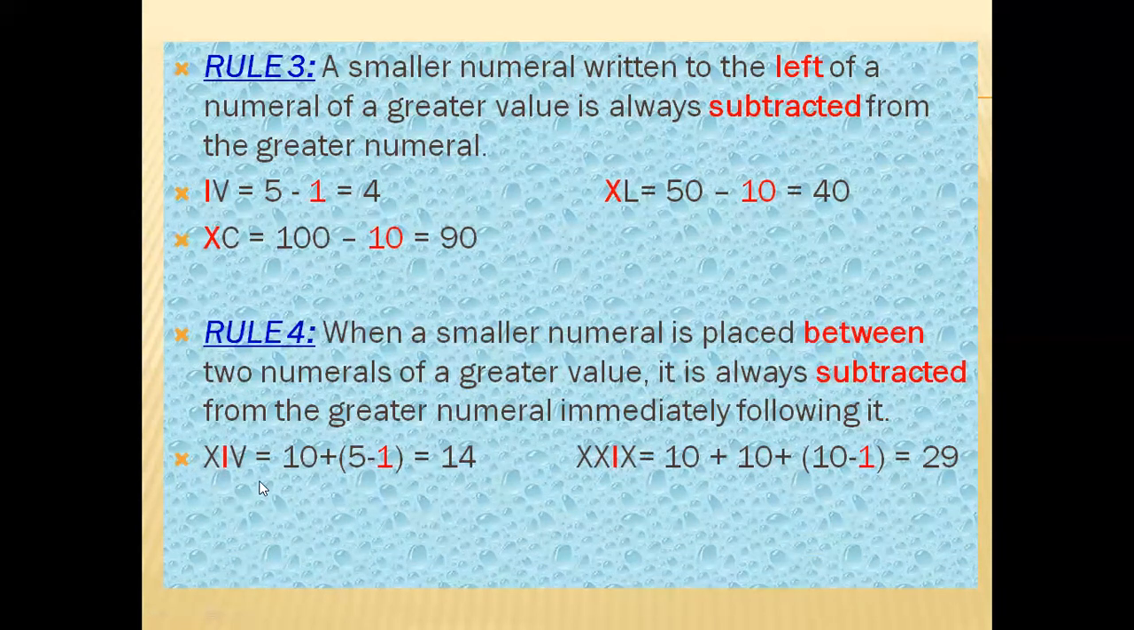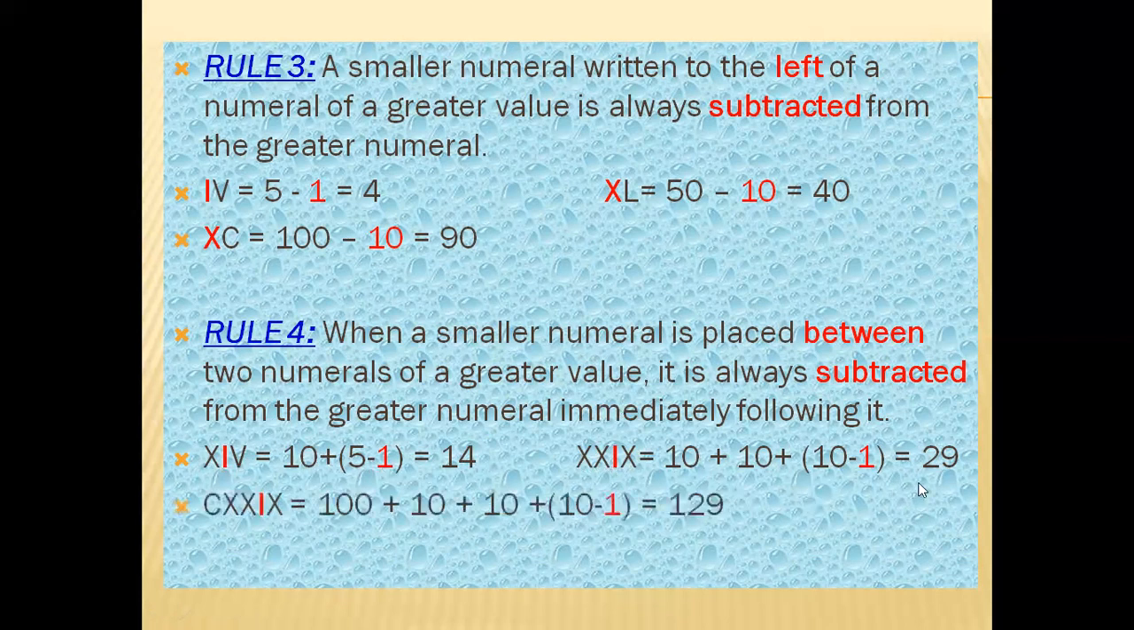See here, 10 plus 5 minus 1. It represents 5 minus 1, which equals 4. 10 plus 4 equals 14. Next here, XXIX. This also is in between two greater values. 20 plus 10 minus 1 equals 29.